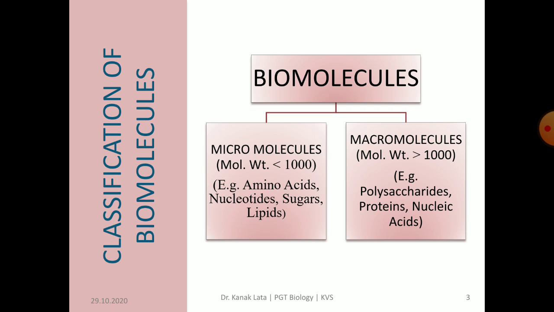Now we will see classification of biomolecules. On the basis of molecular weight, biomolecules are classified into two major groups, that is micromolecules and macromolecules. When the molecular weight of biomolecules is less than 1000, then they are micromolecules. For example, amino acids, nucleotides, sugars, lipids, etc. And when the molecular weight is more than 1000, then it is a macromolecule. For example, polysaccharides, proteins, nucleic acids, etc.